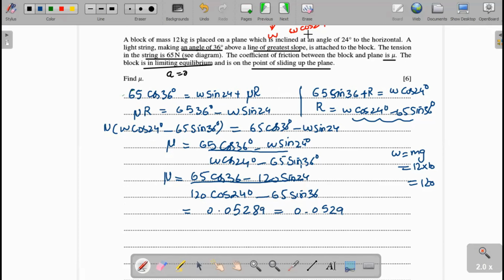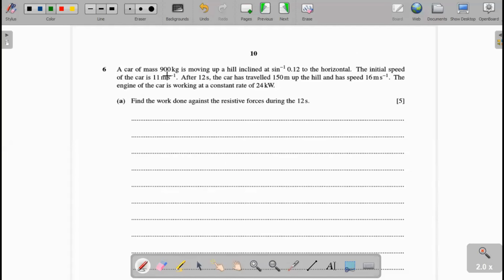Now next question. Question 6. A car of mass 900 kg is moving up a hill inclined at sine inverse 0.12 to the horizontal. The initial speed of the car is 11 meter per second. After 12 seconds, the car has traveled 150 meter up the hill and has a speed of 16 meter per second. The engine of the car is working at a constant rate of 24 kilowatt. Find the work done against the resistive force.